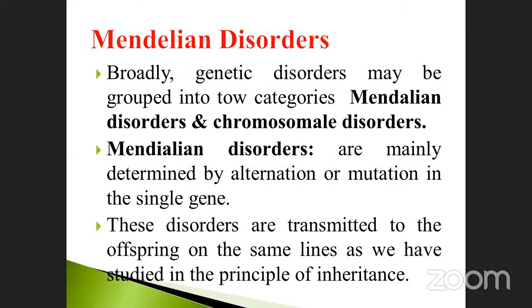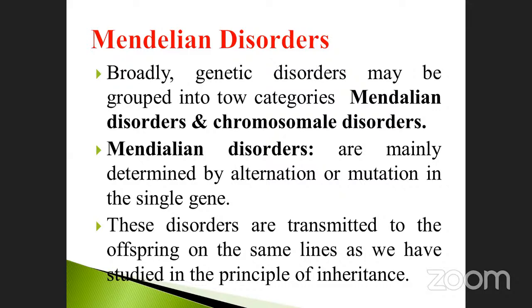Now we already discussed in the chart, we already saw it. There are two types of disorders. One is called Mendelian disorder. Another one is called chromosomal disorder. Here we are going to discuss them expansively. Broadly, genetic disorders may be grouped into two categories: Mendelian disorders and chromosomal disorders.